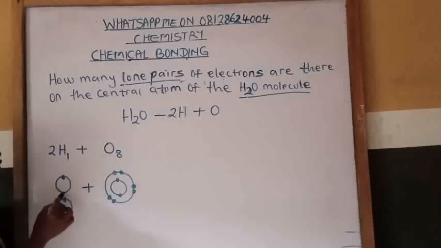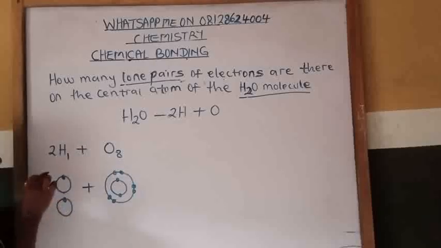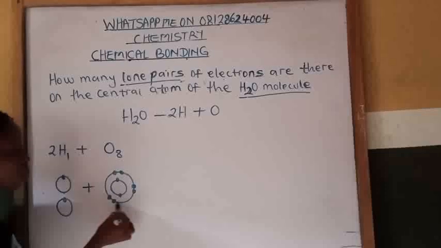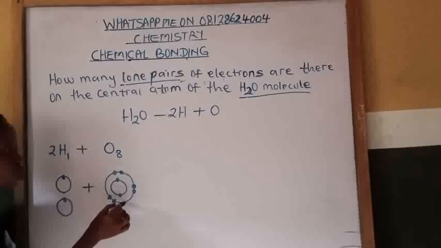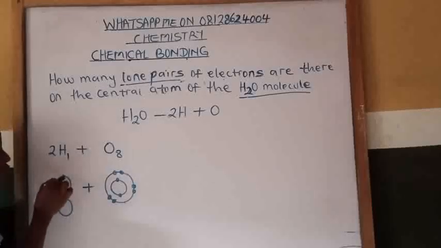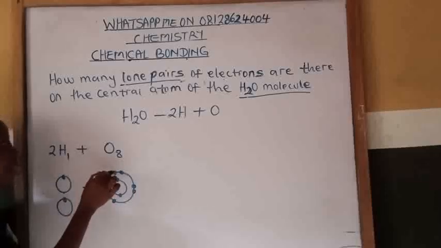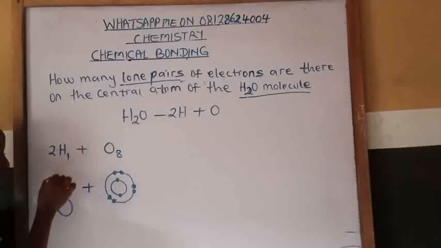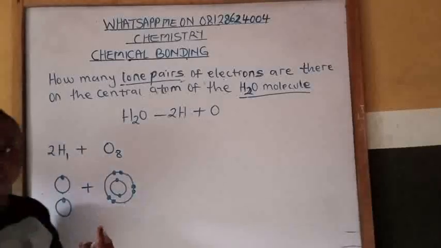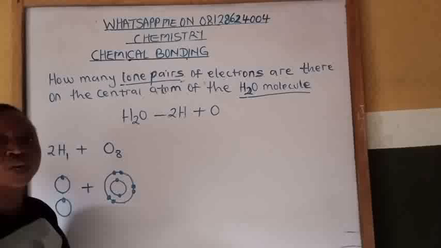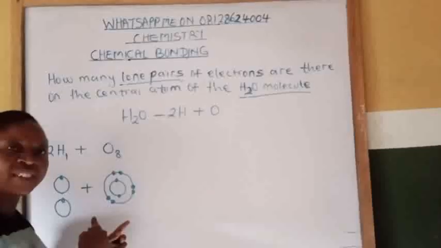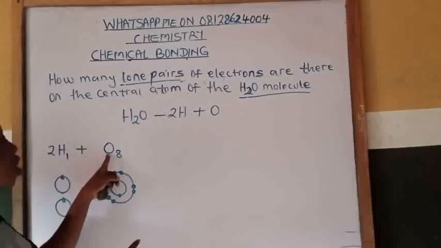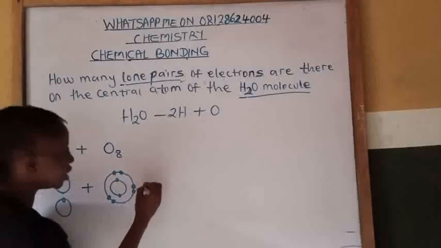Now, don't forget that the first shell is supposed to carry a maximum of 2 electrons. So this one has just 1 electron, so it is deficient of 1 electron. Then the second shell here is supposed to carry a maximum of 8 electrons, so this one is deficient of 2 electrons. That is why this hydrogen cannot give out an electron to oxygen. Likewise, oxygen cannot give out electrons to hydrogen. So they have to share electrons. That is why covalent bonding has to do with sharing of electrons between non-metal and non-metal. Hydrogen is a non-metal, oxygen is a non-metal, so they have to share electrons.